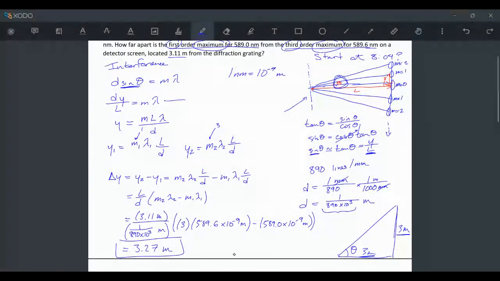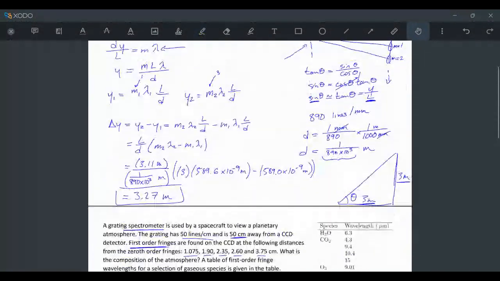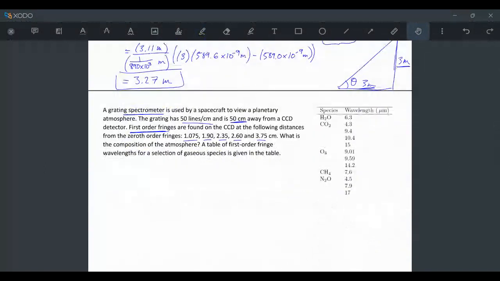So what I'm going to do is take this equation here from the previous one. Like I said, the setup and the fit are all the same, so I'm not going to go over it twice. So we had d y over L is equal to m lambda. I'm not even going to write the m because m is equal to 1, because we're told that every single one is a distance associated with a first order fringe. So I'm just going to say lambda, because m should be in front of lambda, but it's 1.